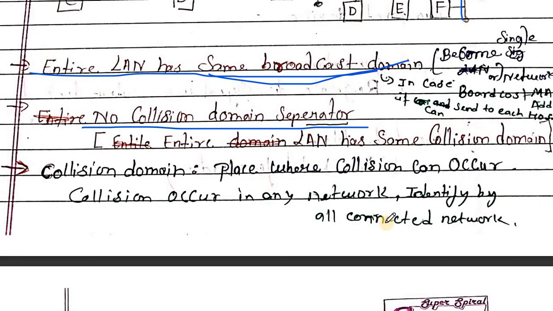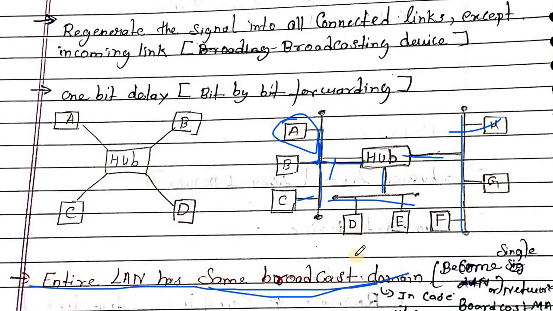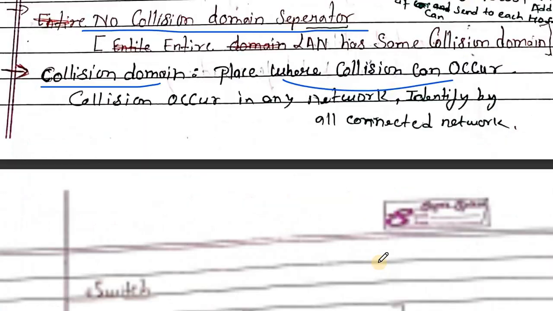Okay, the collision domain is the place where a collision can occur. If a collision occurs in any network, it is identified by all connected nodes. As we know, the hub is not a collision domain separator, but how is it not a collision domain separator? Means that if there is a collision in any network, it is notified to all the other connected networks. If a collision happens here, it is detected by all other nodes. If the collision happens in this network, the information that the collision happened is notified to all other nodes.